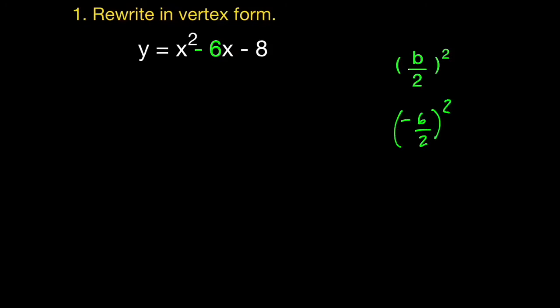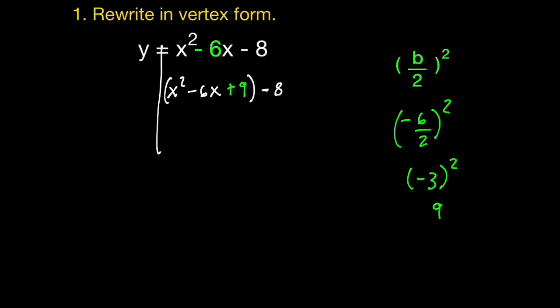Simplifying what's inside of the parentheses first, negative 6 divided by 2 is negative 3. And negative 3 squared is going to give me a positive 9. So to complete the square, I'm going to need to add a 9. But to keep the equality, I am also then going to subtract by 9. So here I'll have x squared minus 6x plus 9. That's going to give me the perfect square trinomial. I have the minus 8, and then I'm going to subtract 9. Recall that whatever I'm adding, I have to subtract it in order to keep the equality.